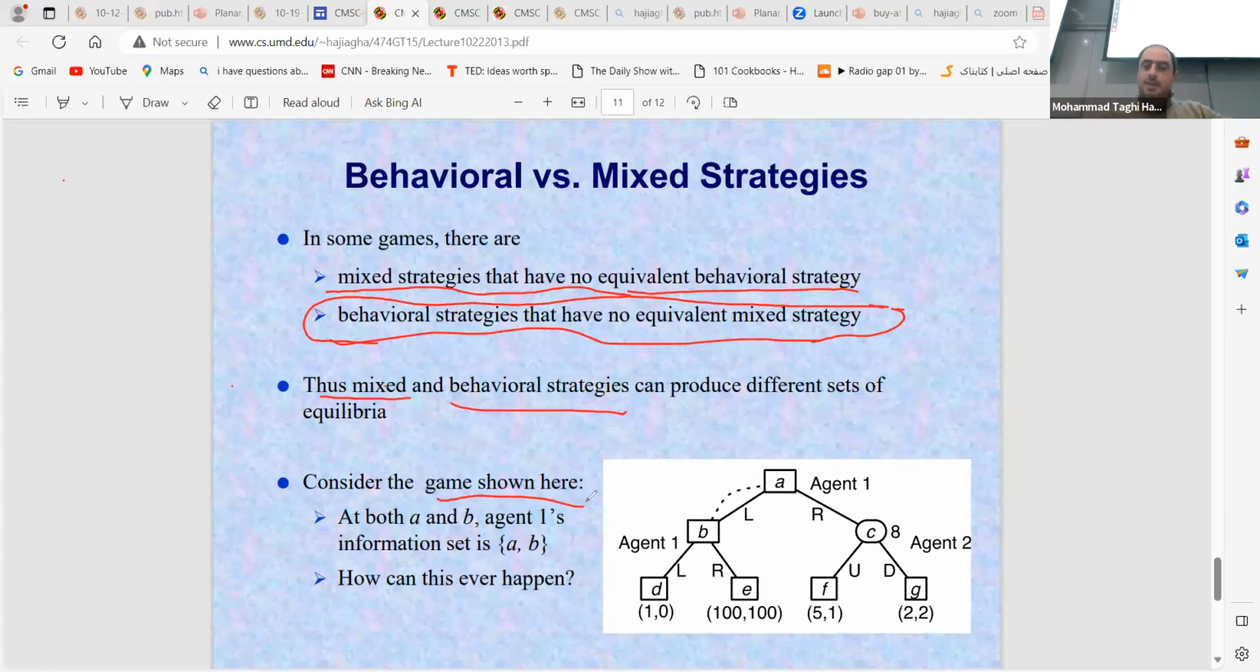Consider the game below. What is the game here? This is agent one. This is agent one. And then this is agent two, and this is the case where agent one takes some action, and again it comes to the same information set. So here at both A and B, agent one's information set is the same. They are in the same information set, so the actions will be the same. Here you had L and R, here we have L and R. The question is, can this happen? Potentially, you can think that maybe agent one does that and then just forgets about it, maybe after some time. It can happen. So let's see what will happen in this case.